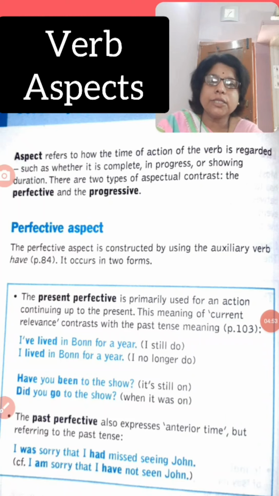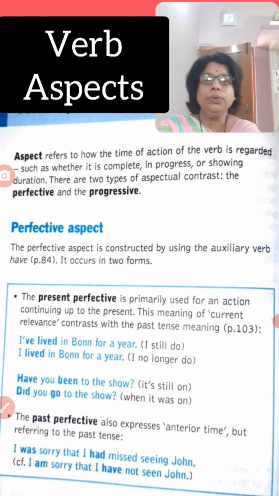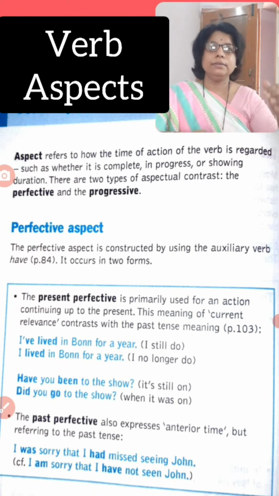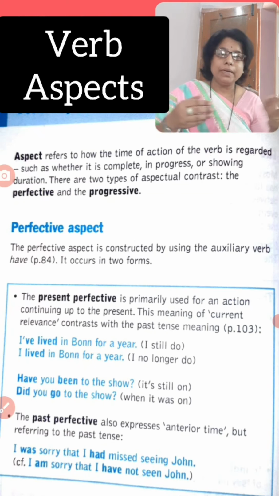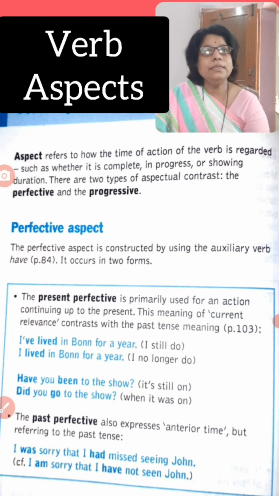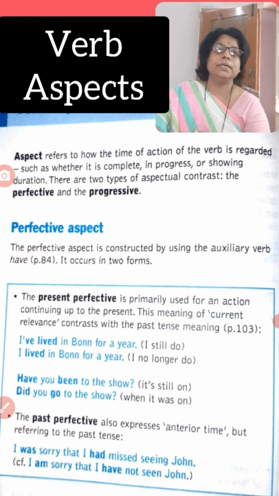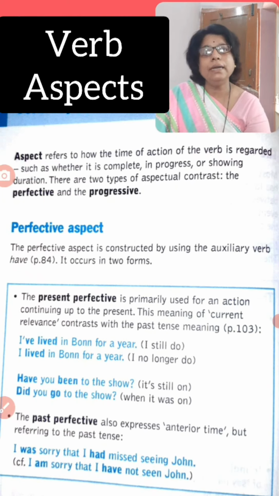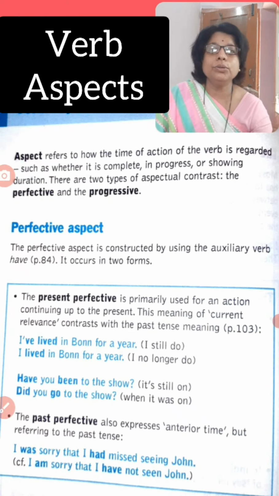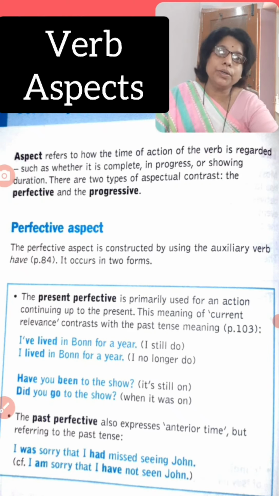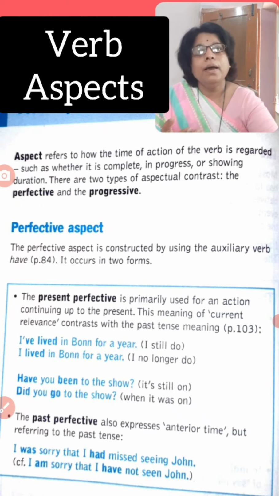So the perfective aspect is related to the action that has started in the past, but it is related to the present time. Either it continues in the present time, or it has some relevance, it has some relationship to the present time. So that is known as the perfective aspect. Now this perfective aspect, as I told you, is constructed with the help of the primary auxiliary verb have.